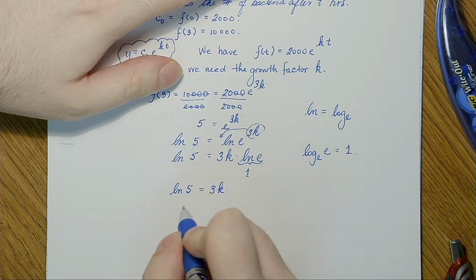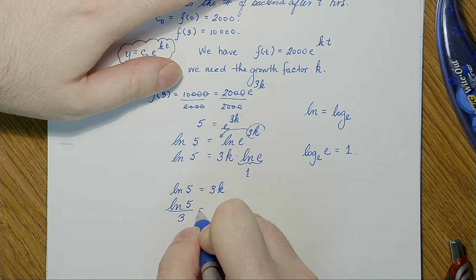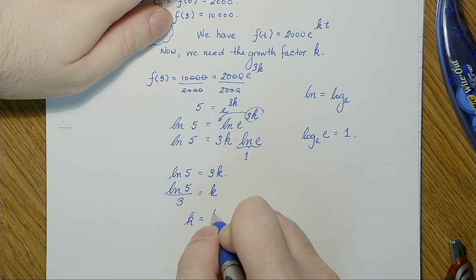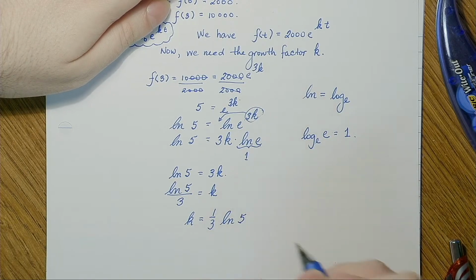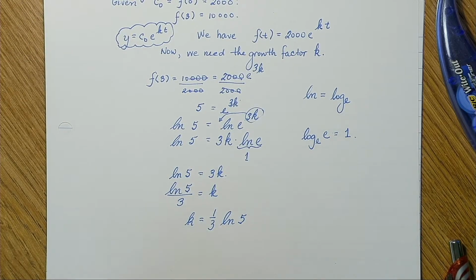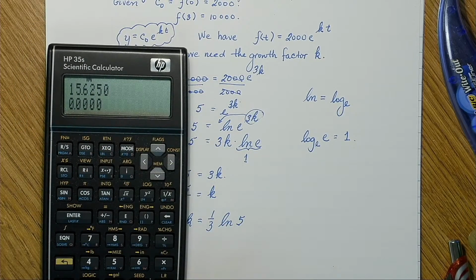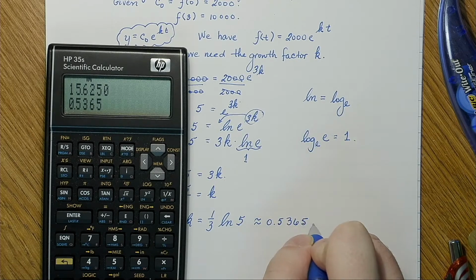Then I can bring this over to the left-hand side. So I have ln 5 over 3 is equal to k, or some people might write that as k is equal to 1/3 ln 5. That's good enough. You don't have to calculate that, but if you were interested in what that rate would be, we take the natural logarithm of 5 and divide by 3. That is approximately 0.5365.